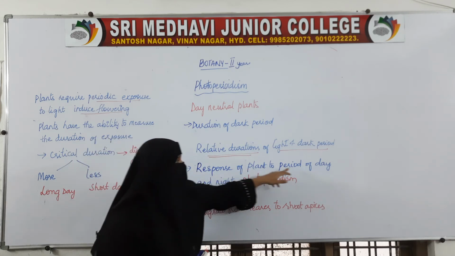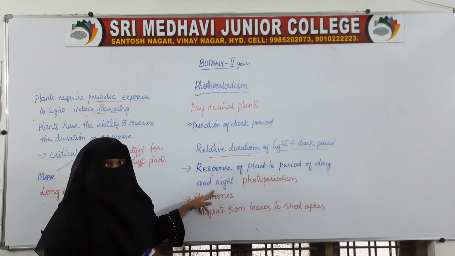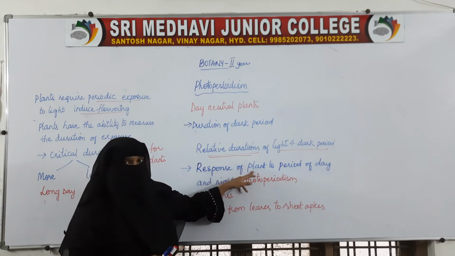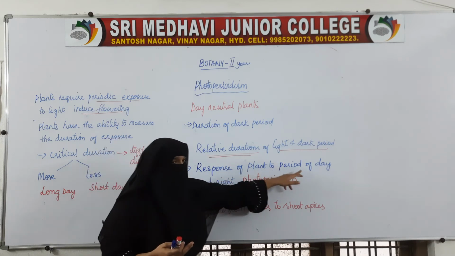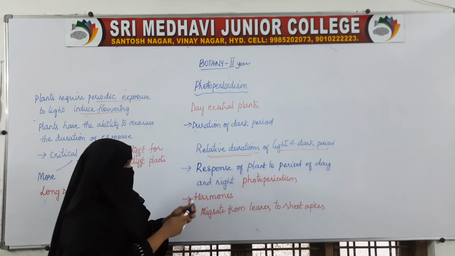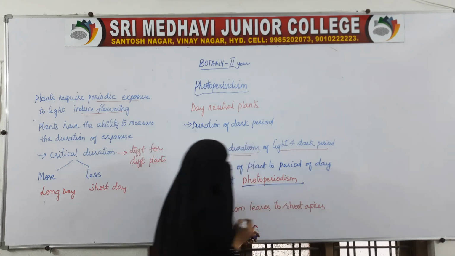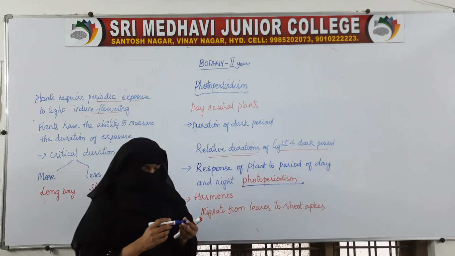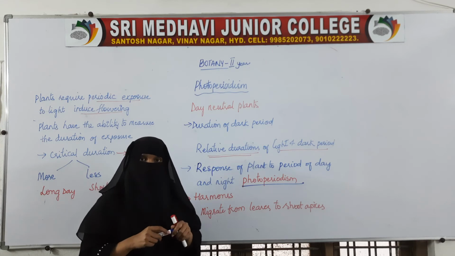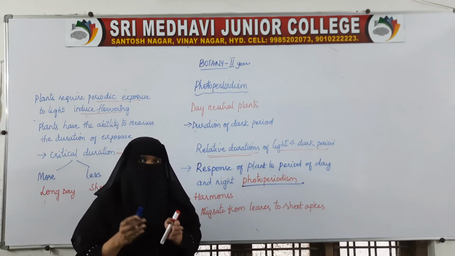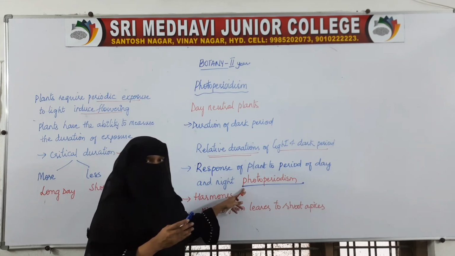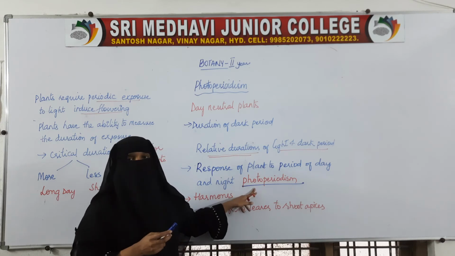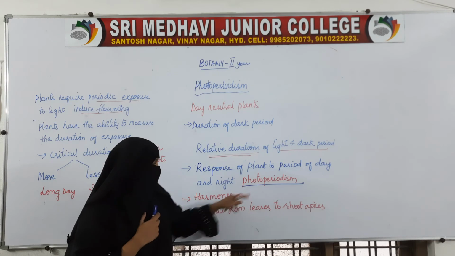Apart from this, the response of plants for flowering to the period of day and night is called photoperiodism. The response of plants to duration of day and night, that phenomenon is called photoperiodism.